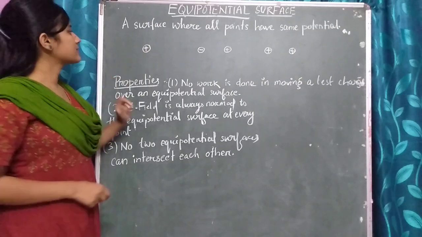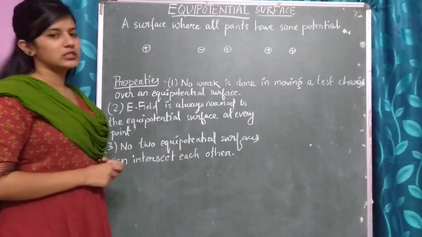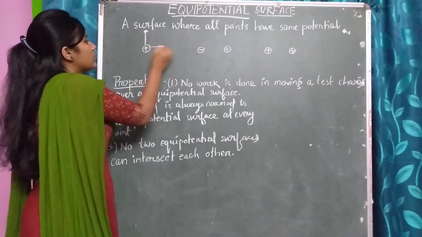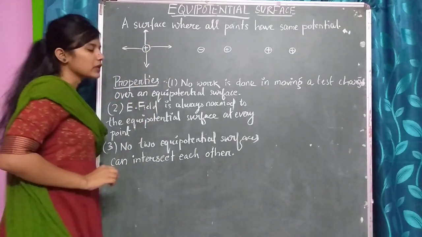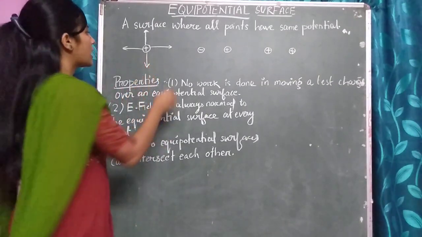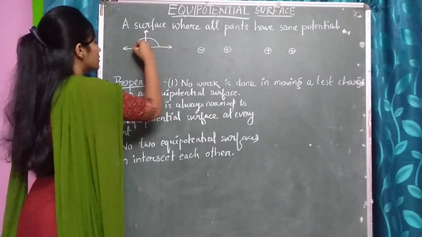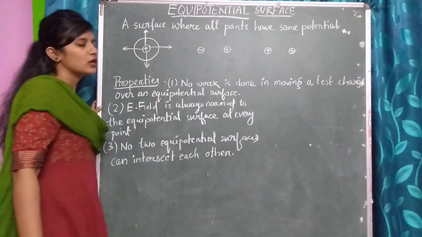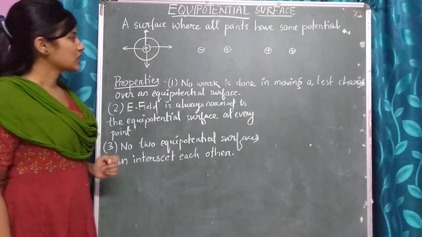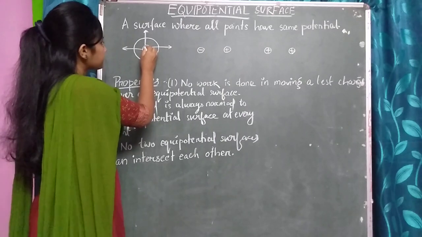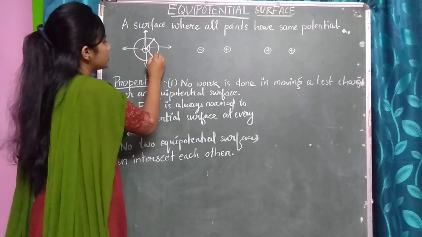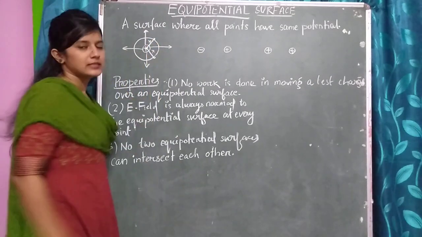Let us take the example of an isolated positive point charge. Due to this point charge, the direction of the electric field will be radially outwards. Suppose I take the equipotential surface for this positive charge to be a concentric spherical surface. Why is the concentric spherical surface an equipotential surface? See, if I take the distance from this point and from this point, they will be at the same distance.